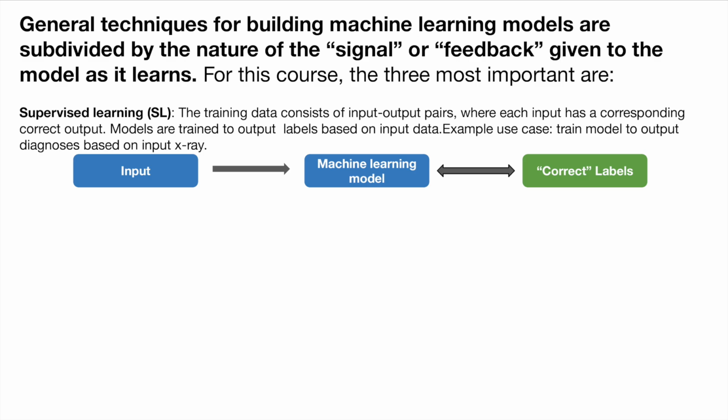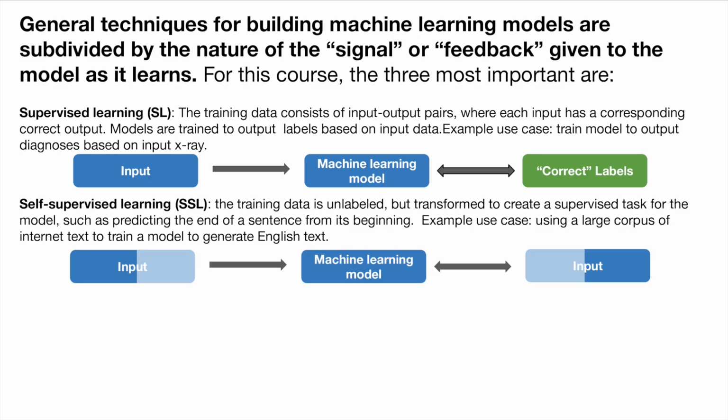You can then show the model, here's the image, it has pneumonia. Here's an image, it doesn't have pneumonia, etc., etc. And as you proceed through that training process, the model will learn to recognize the patterns needed to determine whether or not pneumonia is present. Supervised learning is great when you have a clearly predefined task and it's feasible to develop enough labels to train a model to perform that task. However, this is not always the case.